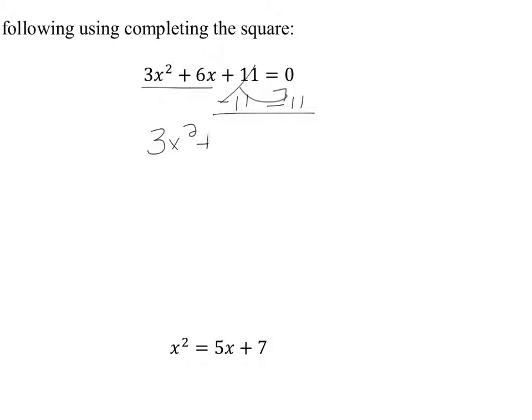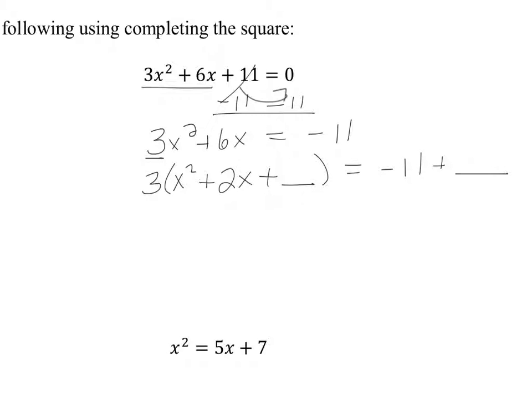3x squared plus 6x equals negative 11. So now here, this number has to be 1. It's a 3, so I'm going to just factor out the 3. And I'm left with x squared plus 2x. And we're going to add something here. Same deal, I have to add it to the other side.